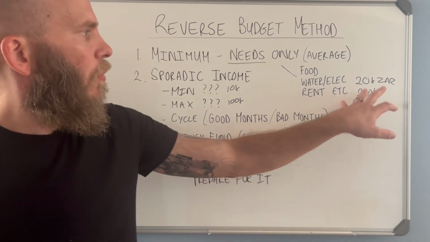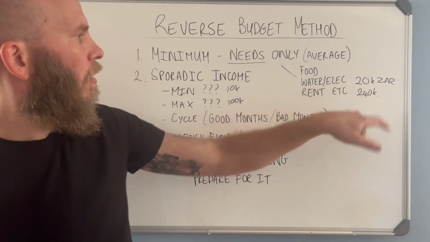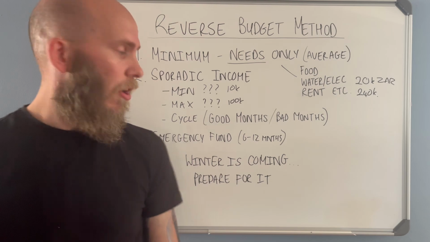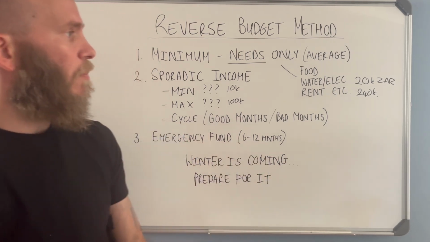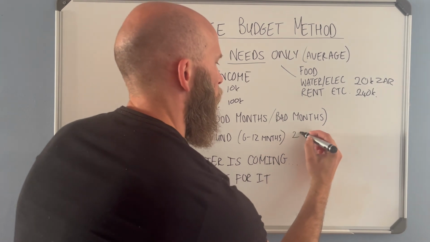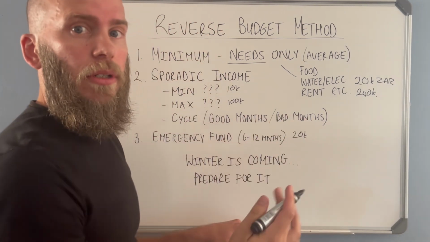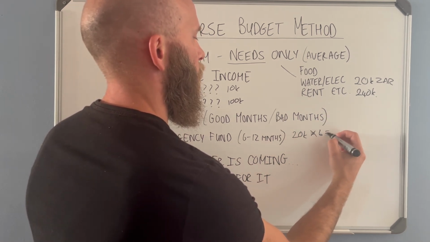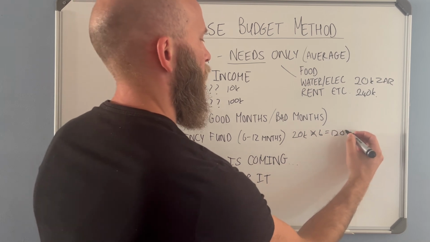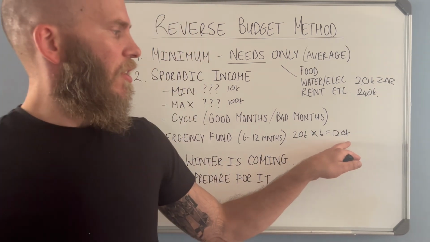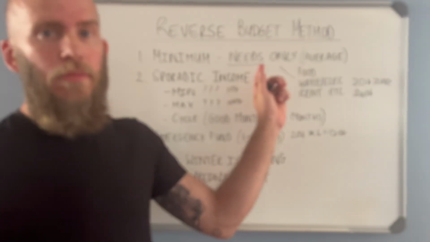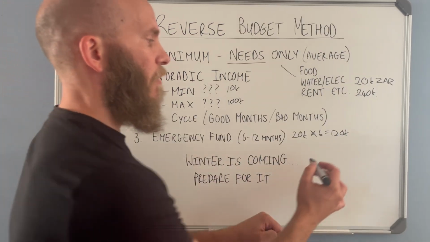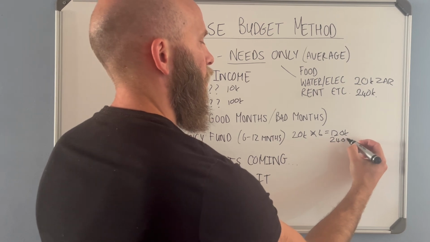All right, so now we know our minimum is 20K, and essentially the first step is to build an emergency fund of 6 to 12 months of your expenses. So if your expenses are 20K, you want to build that emergency fund up by multiplying by 6, that gives us 120K, so that anytime there's an emergency, you can survive on your minimum for at least 6 months. If you have an emergency fund for 12 months, it means that you can survive for an entire year.